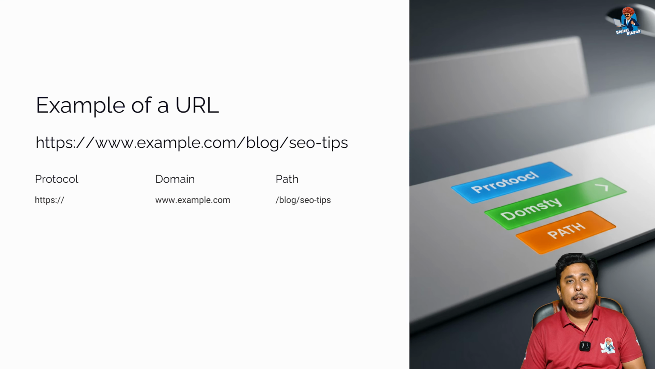For example, in https://www.example.com/blog/SEO-tips, HTTPS is the protocol. Example.com is the domain. /blog/SEO-tips is the path to the page.